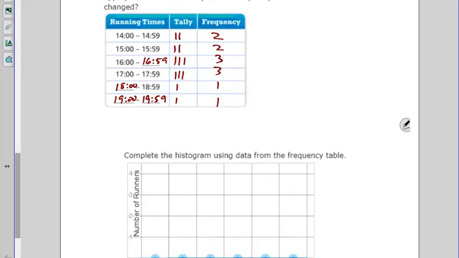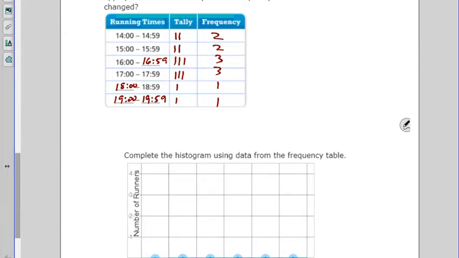Notice that I don't have ranges written in the middle here, right? This is 14 to 15. The 15 starts the next interval, all right? So if it's 15 even, it's going to go in this bar. If it's 16 even, it's going to go in this bar. 17 even goes in this bar, 18 goes here, and 19 goes here. So the number on the x-axis actually tells you the start of the next interval.